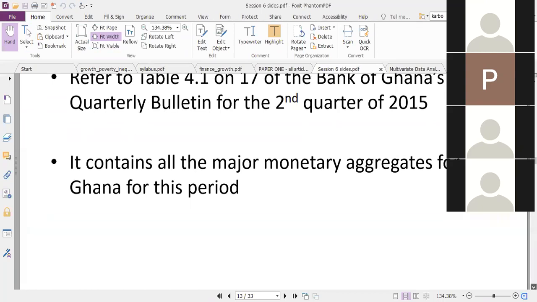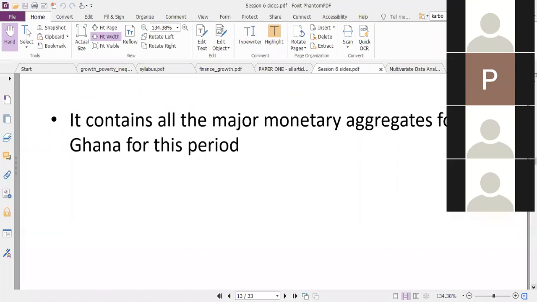All right, so now, if we had downloaded that document, we would notice that it contained the major monetary aggregates for Ghana for this period. I told you we are going to use the current one, probably 2020. If we go there and we see 2021, we will download that one rather. It is going to tell us the monetary aggregates for Ghana. When you download, you will see broad money, narrow money, M2 plus, all of them in the bulletin.